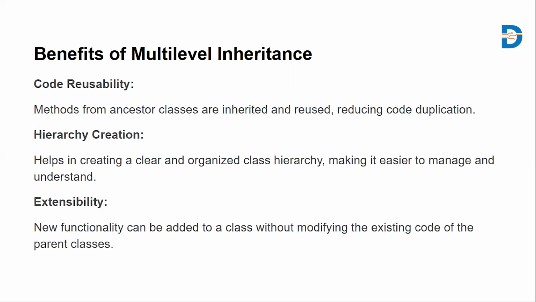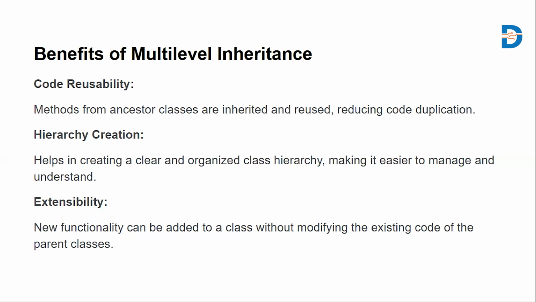Next one is hierarchy creation. Multi-level inheritance helps in creating a clear hierarchy. By organizing classes in this way, you create a well-defined structure where each class has a specific role. This makes the code easier to understand and maintain. For example, Animal is the base class with general characteristics. Dog is a specialized version of an animal, and Puppy is even more specific.